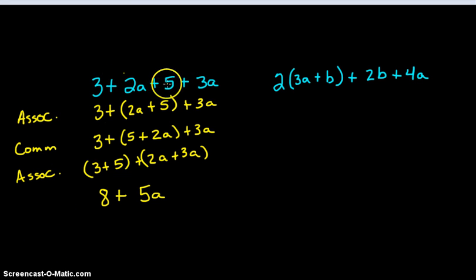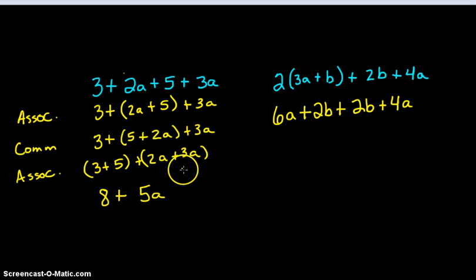You really can do it in your head: 2a plus 3a is 5a, and 3 plus 5 is 8. But technically, how do we do it? We use properties. We switch the numbers, we move them around, and we end up getting them next to each other. Last one would be 2 times this. Well, we need to use the distributive property. It changes to 2 times 3a, which is 6a, plus 2 times b, which is 2b, plus our other 2b plus 4a.